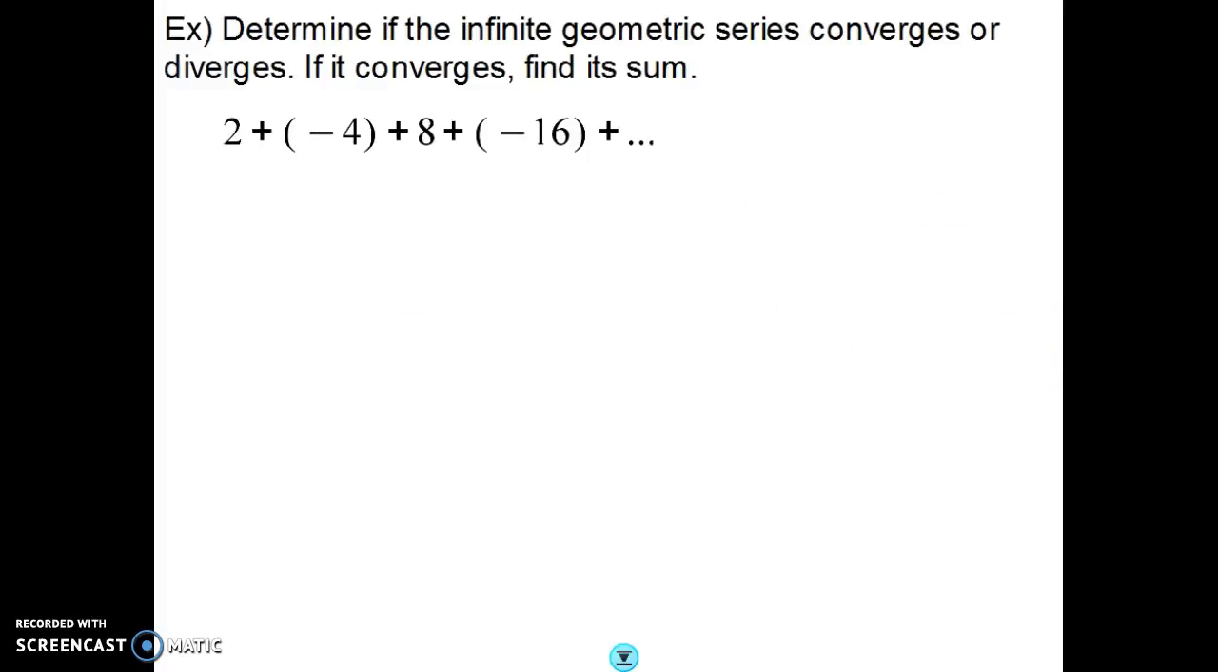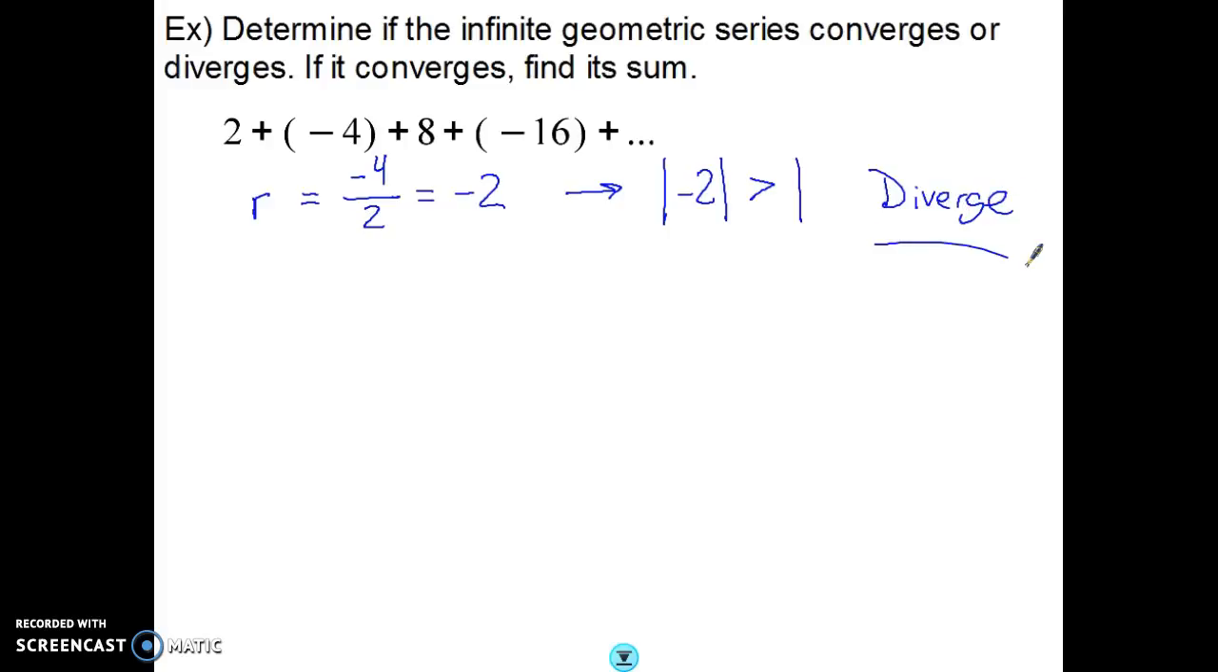Let's look at one last example. In this case, to get from 2 to -4, we're still looking for r, we're going to have to do times -2. Or if you aren't sure of that, you can always check it by doing a sub 2 divided by a sub 1, which will give us -2. Well, the absolute value of -2 is 2, which is greater than 1. So that means that this is going to diverge. And if it diverges, we cannot find the sum, so the problem is over.